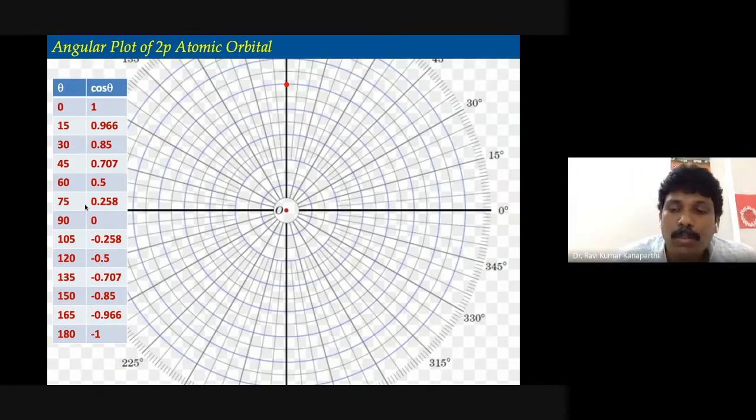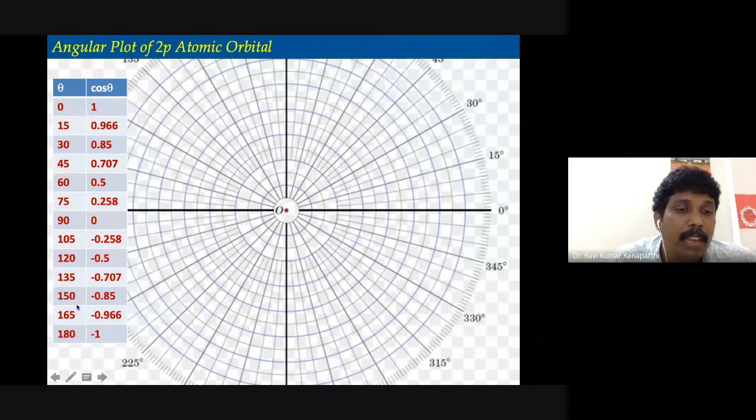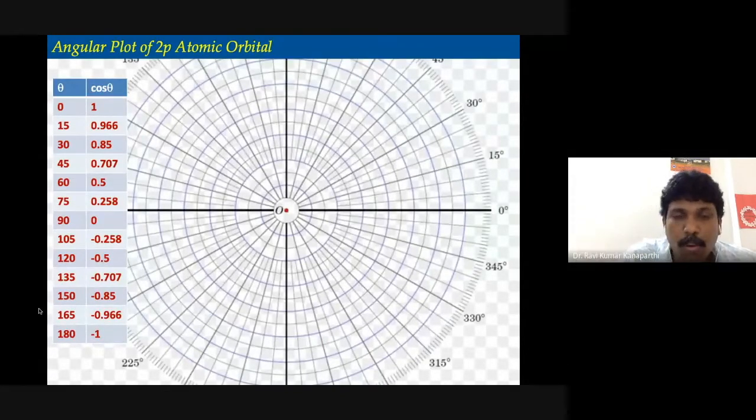Now what I'm going to do is something different. So forget about these angles that are labeled. As you can see in my table, the first angle is 0, and the second angle is 15, and the third angle is 30, and then 45, right? And so on. So for every 15 degrees I have a point. Now I'm going to plot those things.